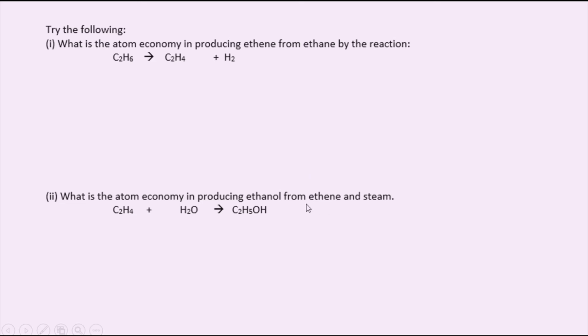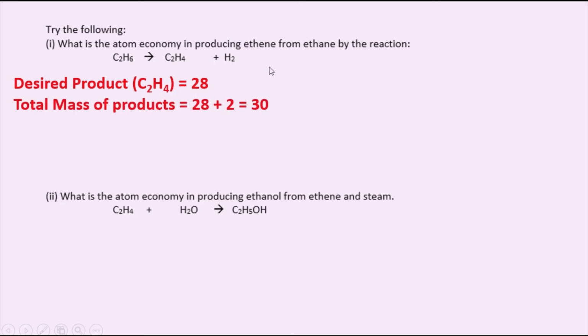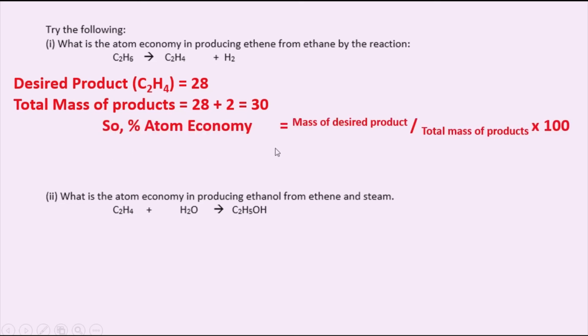Okay, so we'll quickly go over the answers here. So this one is ethane, C2H6 turned into ethene, C2H4, and hydrogen. So the desired product is the ethene, C2H4, 28. The other product is hydrogen, so to get the total mass of the products, 28 plus 2, 30. So the percentage atom economy is going to be 28 over 30 times 100, and that's 93.3%.